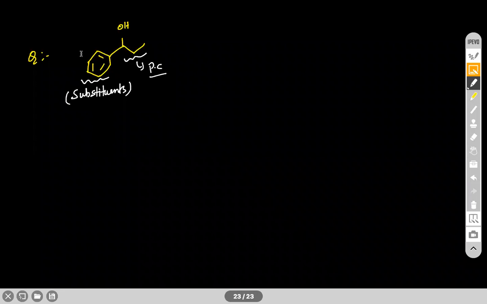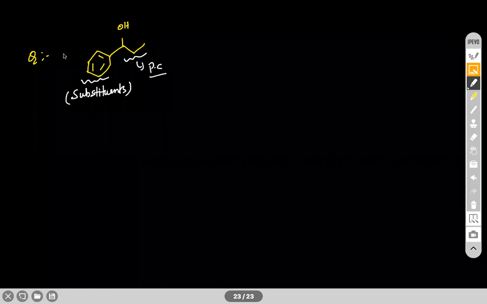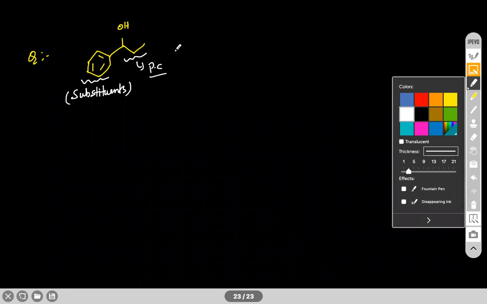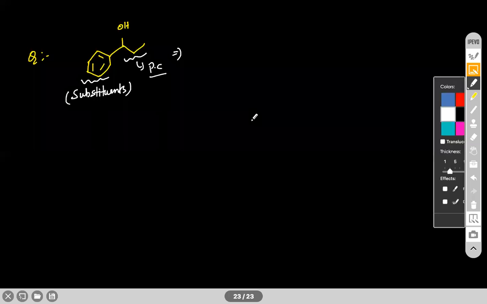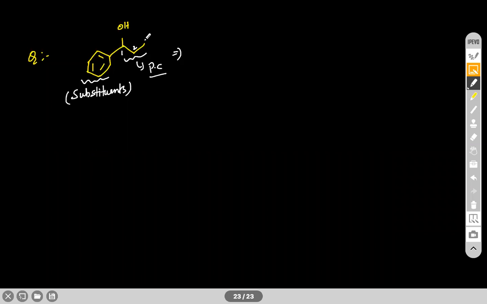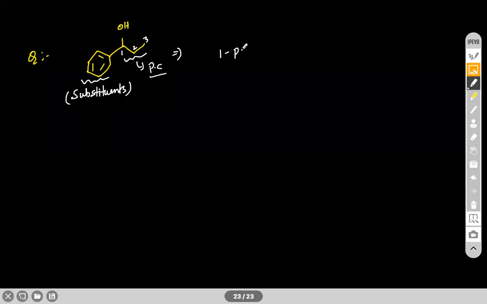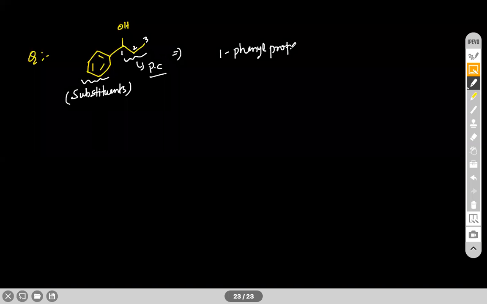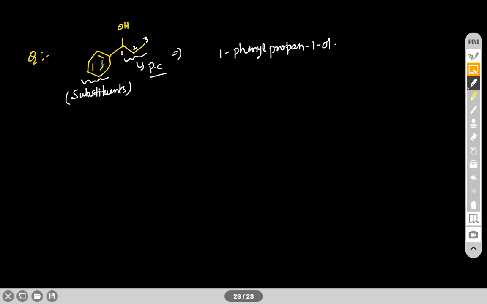Yes. Let me do this, wait. So this contains this functional group. So this is the parent chain, and these are substituents. So the name is, we'll start numbering from here. 1, 2, 3. 1-phenyl propane-1-ol. Now it's the same thing, just we have to use the word phenyl.